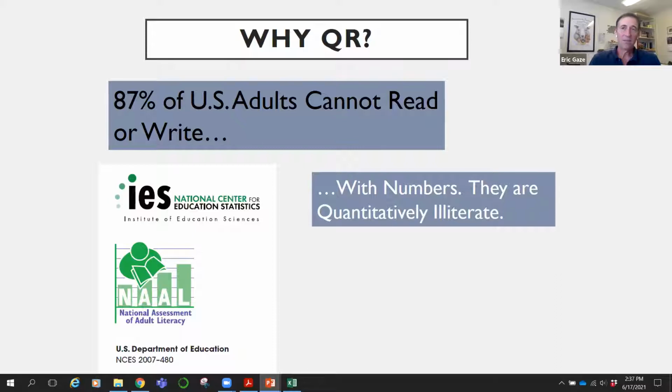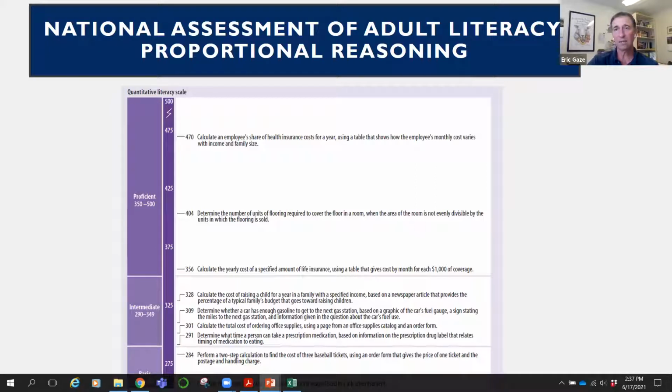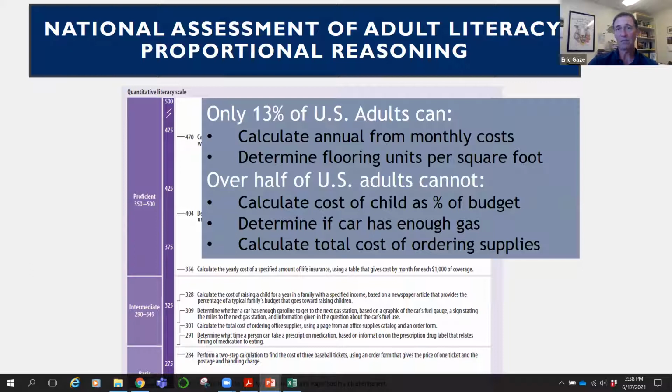So as educators, I think it's incumbent upon us to teach our students how to use this most basic fundamental tool for dealing with data. That statistic comes from the National Assessment of Adult Literacy. And effectively, when we talk about quantitative illiteracy, we're talking about proportional reasoning. In other words, the bar is not raised very high in terms of what we're asking our students to be able to do in terms of quantitative reasoning.